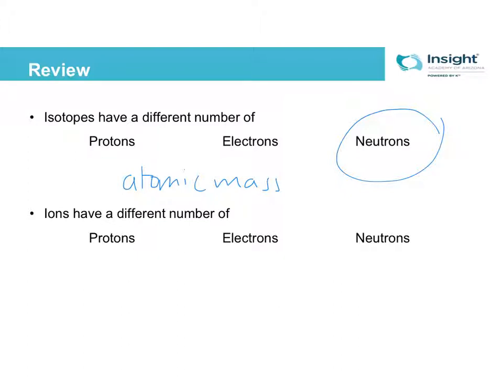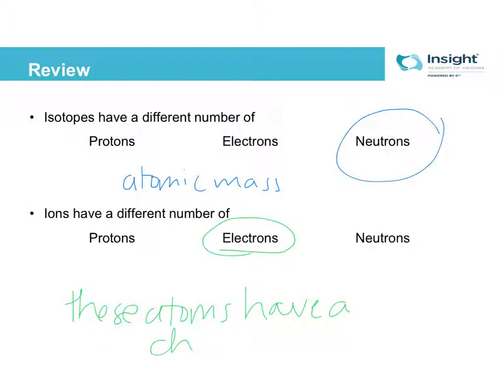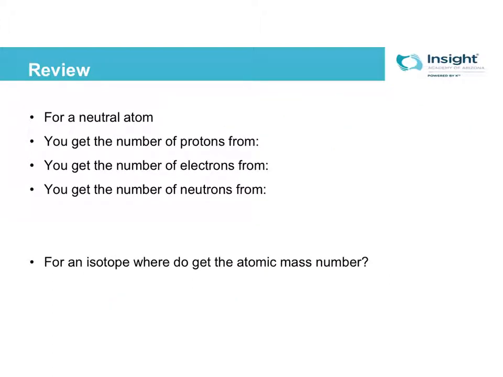All right. So ions, on the other hand, have a different number of electrons. Here we're going to have either more or fewer electrons than our standard neutral atoms. And what does that do? How does that affect the atom? These atoms have a charge. They're not neutral. Might be positive, might be negative, and that depends on whether or not we lose or gain electrons. Okay? All right, so this is something we talked about several lessons ago.